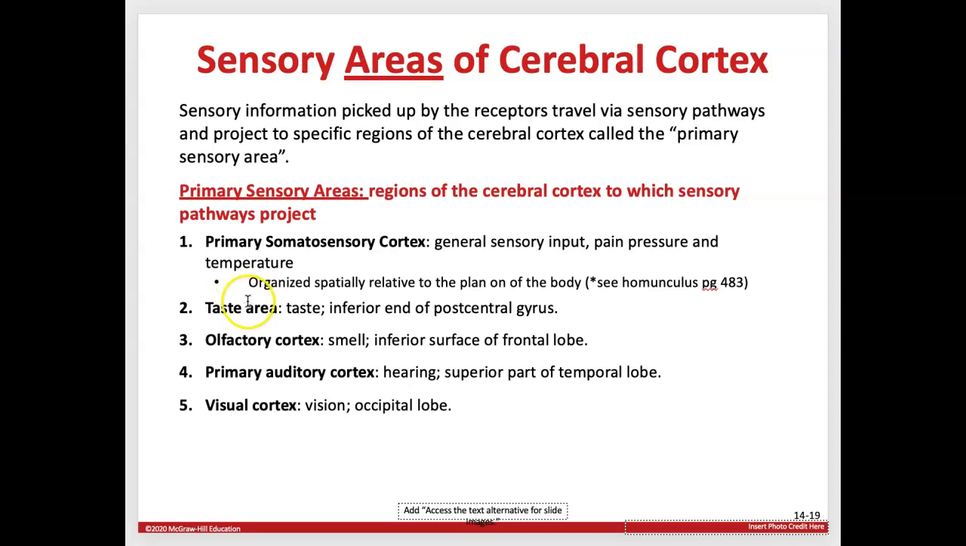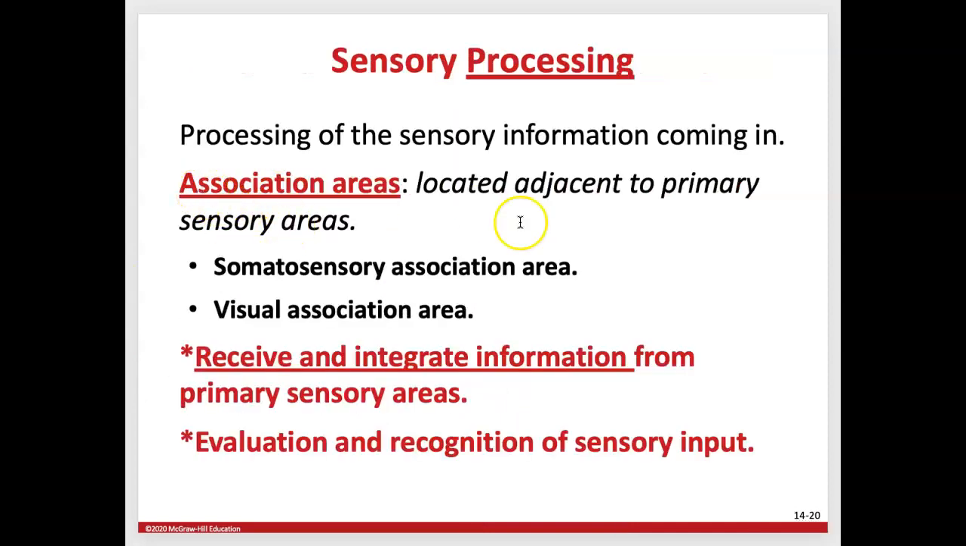The primary sensory areas are divided into these different parts: primary somatosensory cortex, taste area, olfactory cortex, primary auditory cortex, and visual cortex. And you can see what each of those are associated with here. The processing of that information is done in the association areas, which are located just adjacent to that primary sensory area I showed on the last slide. So the sensory processing happens at the association areas. There are a bunch of different association areas also, like the somatosensory association area and the visual association area.